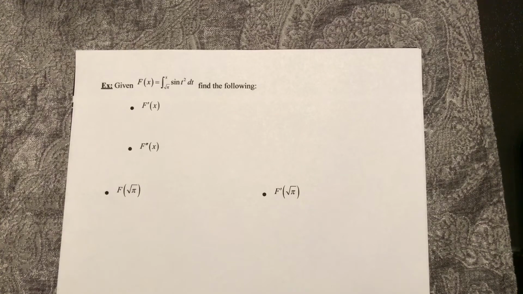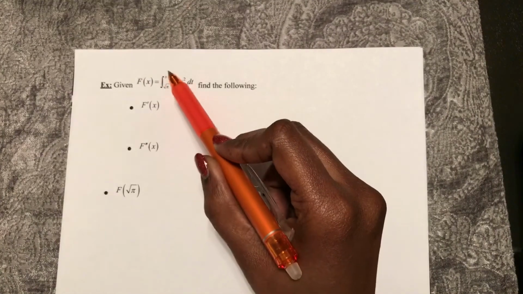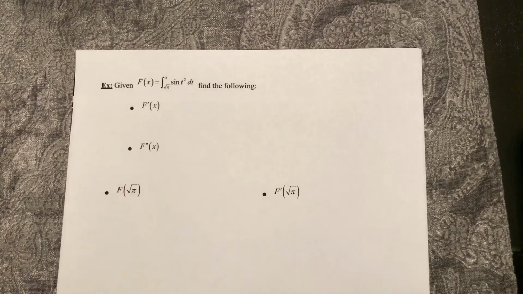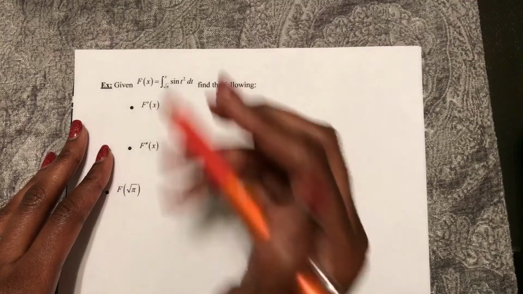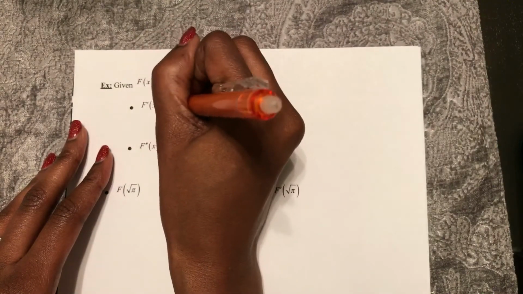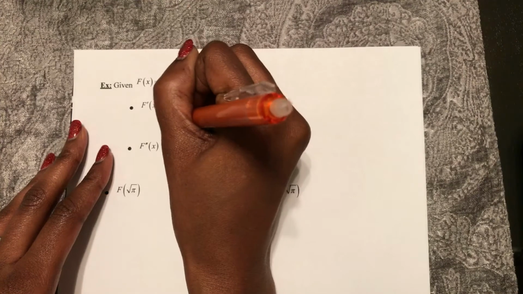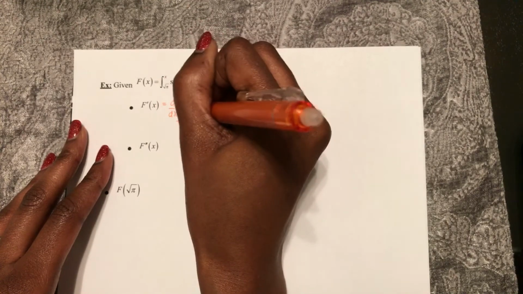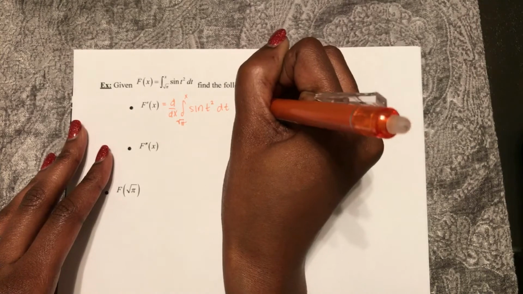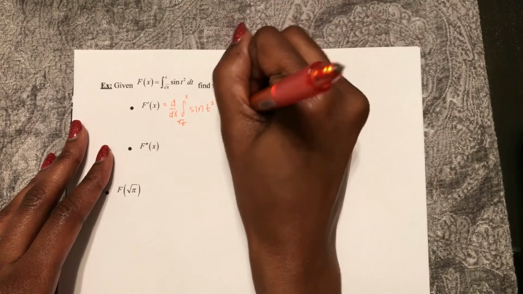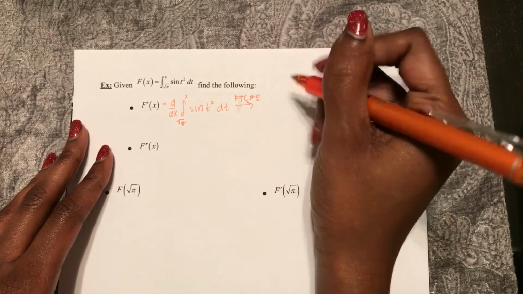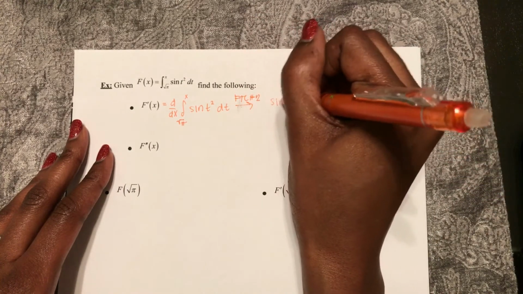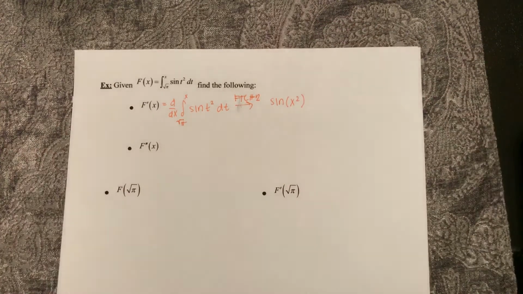So here in this example, we're given f of x to be defined as this function, the definite integral from this constant to x of sine t squared dt. So I'm trying to find the derivative of this definite integral. So f prime of x equals d dx, the integral from square root pi to x of sine t squared dt. Well, I know by FTC number 2, that is going to be sine of x squared.